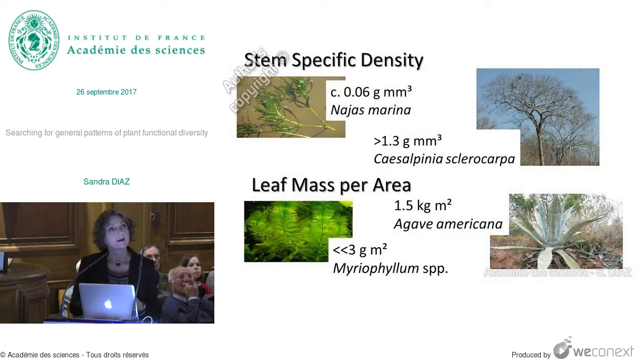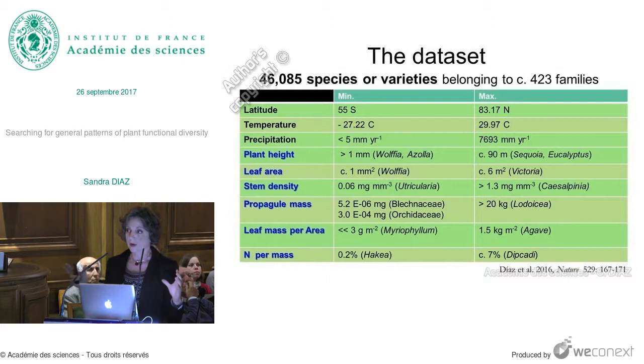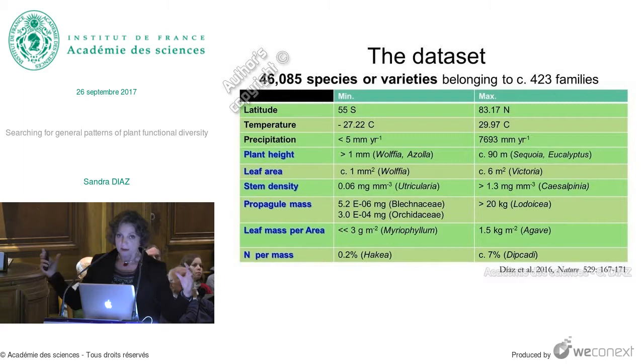And what we wanted to do with this data set is to construct the global trait space for vascular plants. So if we imagine a six-dimensional space, each of the dimensions corresponding to one of these key functional traits, what would be the size of that volume? What would be its shape? And how would species be distributed within that volume?